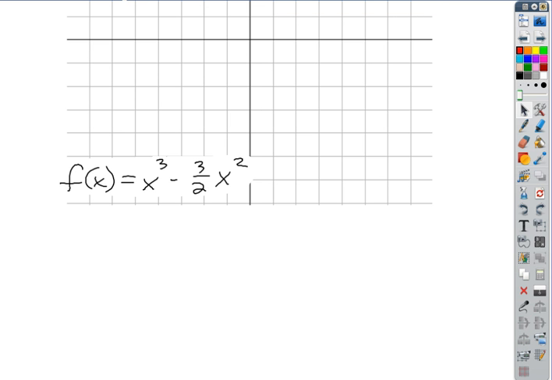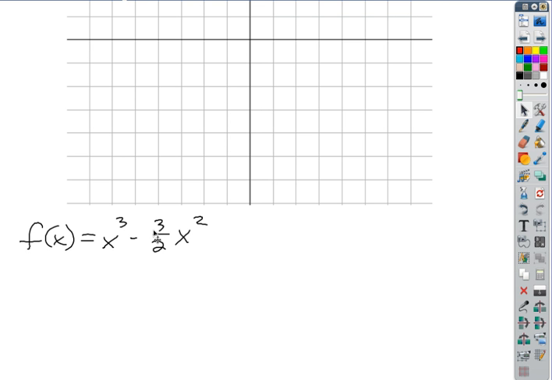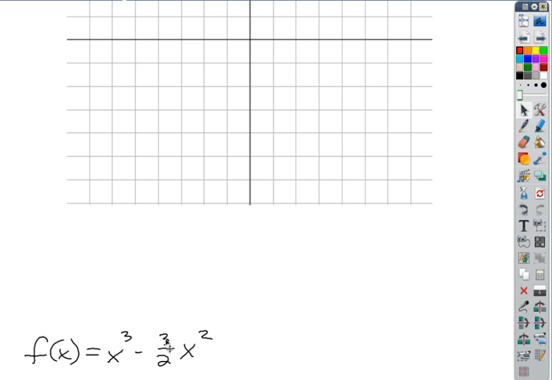Okay, so here's what we're going to do. We're going to take this and make ourselves a little table here at the bottom. Better do it right the first time. We're going to make a little table that looks like this.